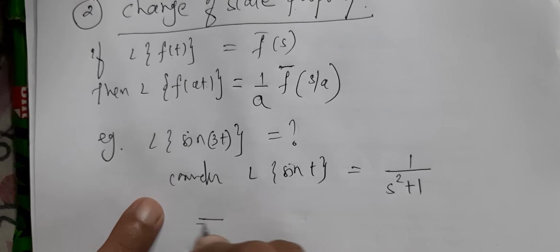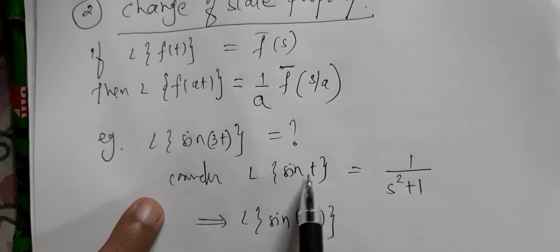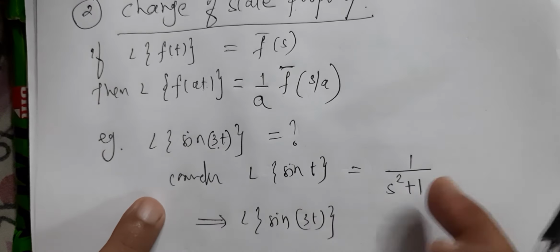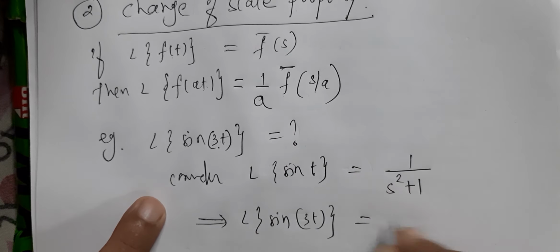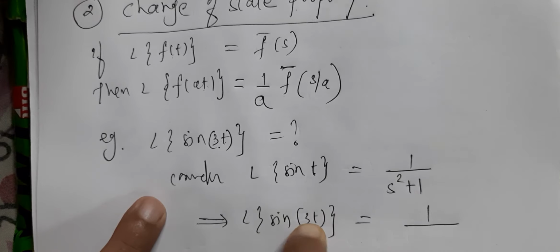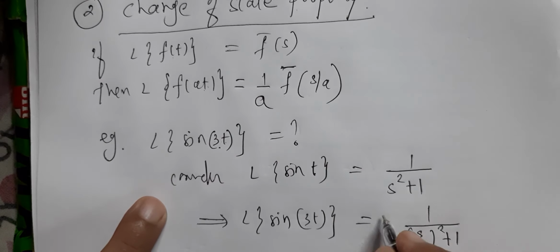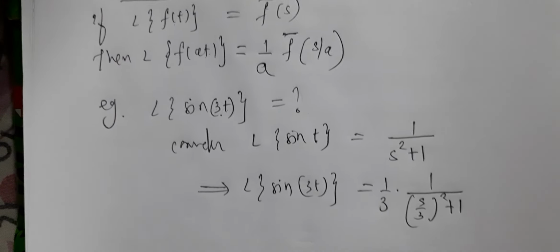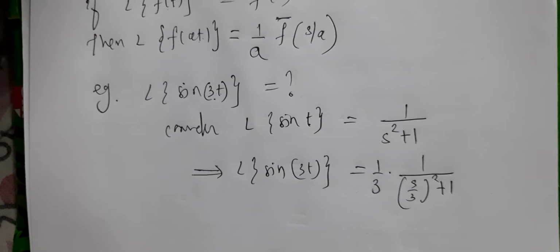And now see properly. In place of t we have 3t. That is, in place of t we have at. Then what is the Laplace? In this Laplace, replace s by s upon a. So here I have to replace s by s upon 3, whole square, plus 1, into 1 by a, that is 1 by 3. If you simplify this, you will see you are getting the correct answer 3 upon s square plus 9, which was the formula of Laplace of sin 3t.